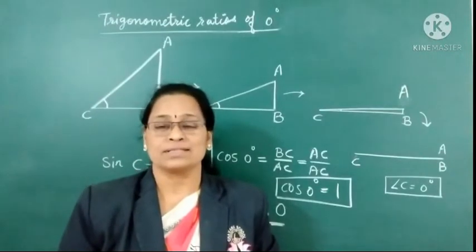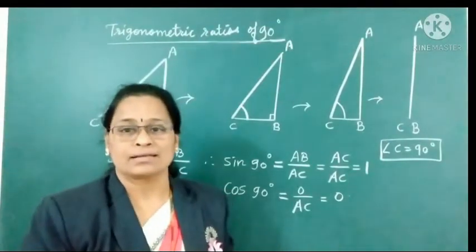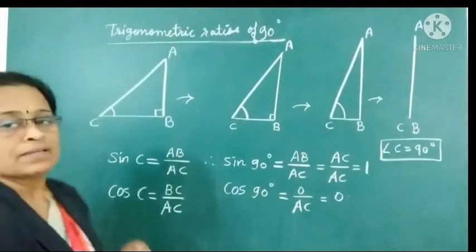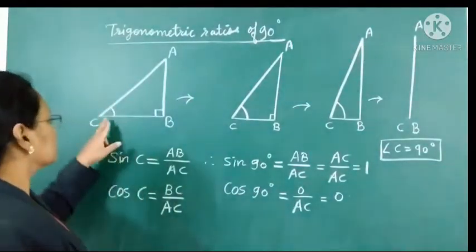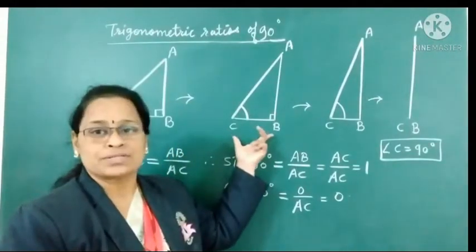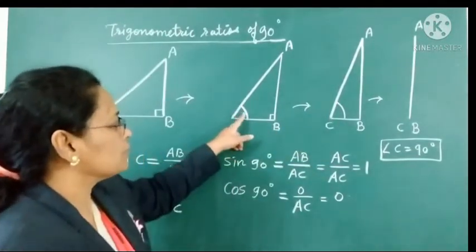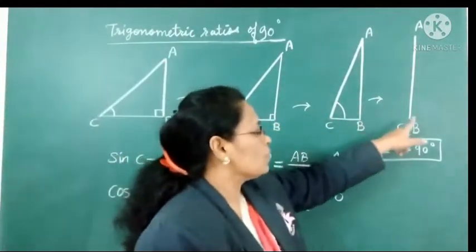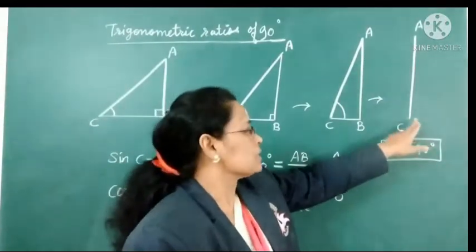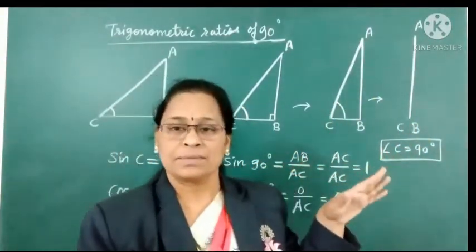Now one more angle we'll see, that is 90 degree. See the trigonometric ratios of 90 degree angle. So this is the right angle triangle. Acute angle C will consider here. And if we increase this C up to 90 degree, then BC has to be reduced. Then BC will reduce, goes on reducing, and this angle C will goes on increasing. At one step, when angle C will be 90 degree, C and B will be the same point and there will not be any length of BC.